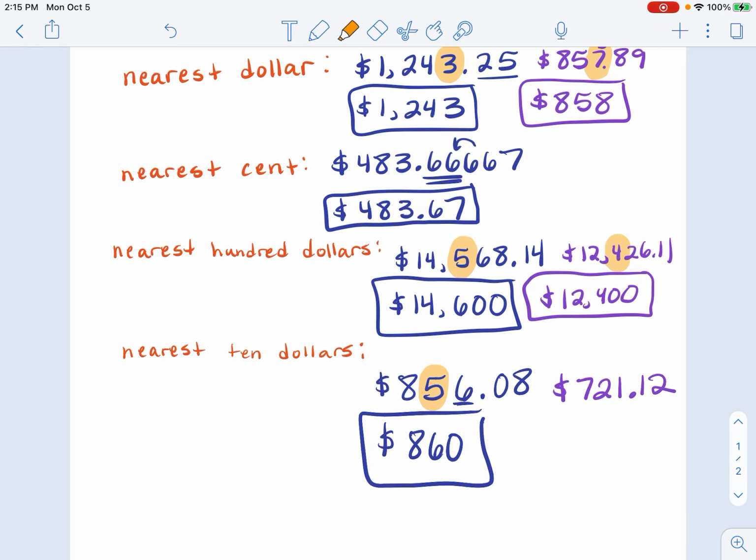Okay, and then lastly, if you had something like $721.12 and you're asked to round this to the nearest $10, this would be $720 because that 1 would leave the 2 alone.